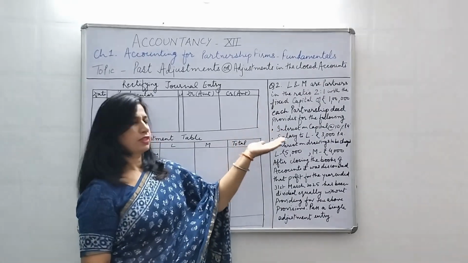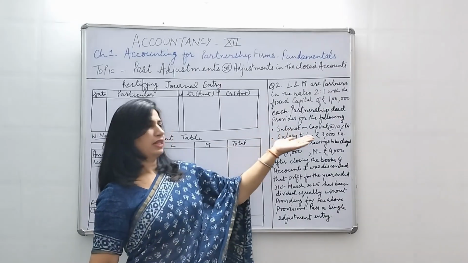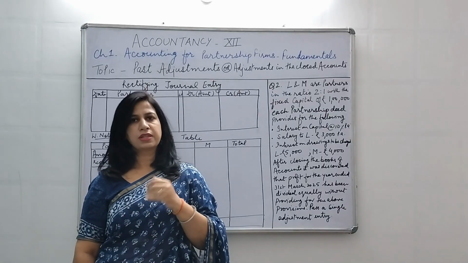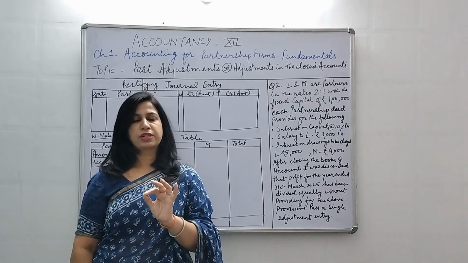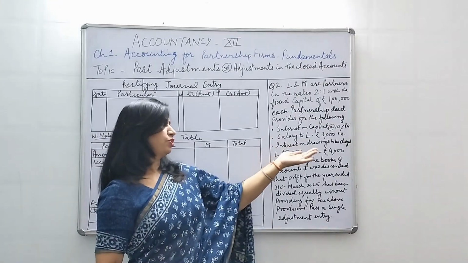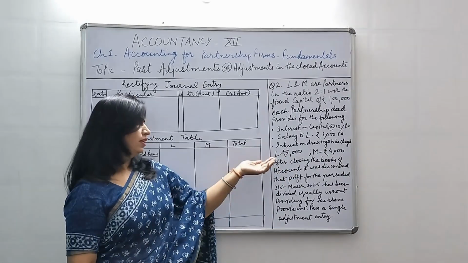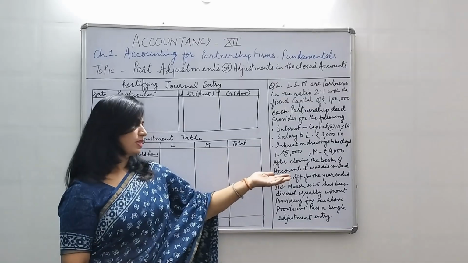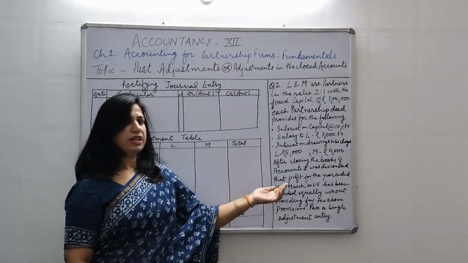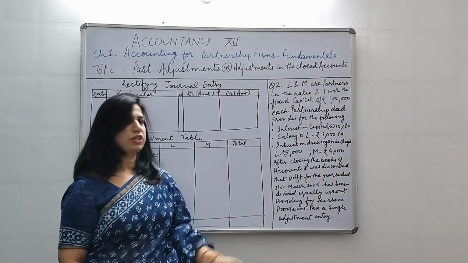Now the partnership deed provides for the following, and what all has to be done here. Interest on capital at the rate of 10% per annum has to be provided. Salary to L is to be given as 3,000 per annum. Well, be very careful about it children. It's not per month, it is per annum. Next, interest on drawings to be charged is L 5,000 and M 4,000. Fine. Then after closing the books of accounts, it was discovered that profit for the year ended 31st March 2025 has been divided equally without providing for the above provisions. Pass a single adjustment entry.